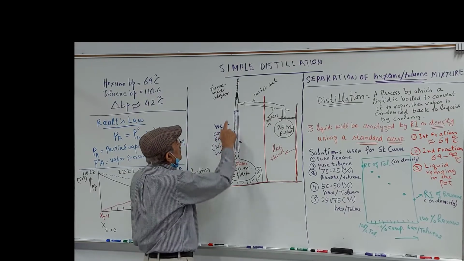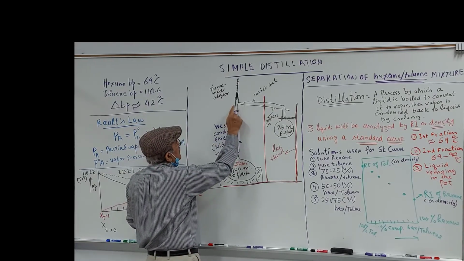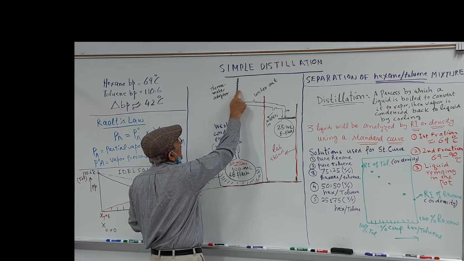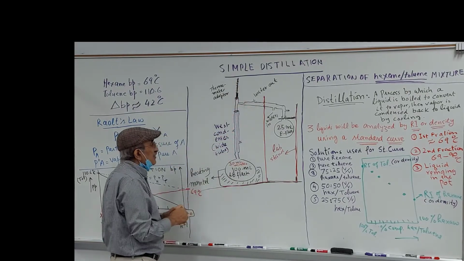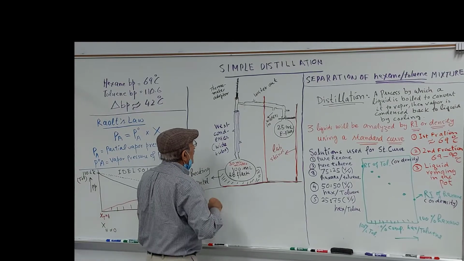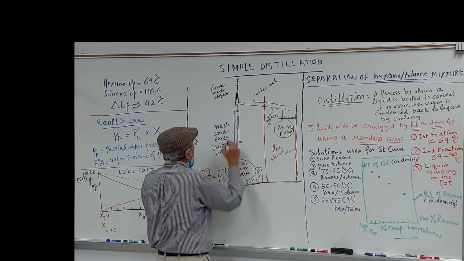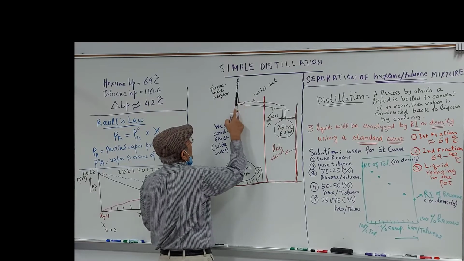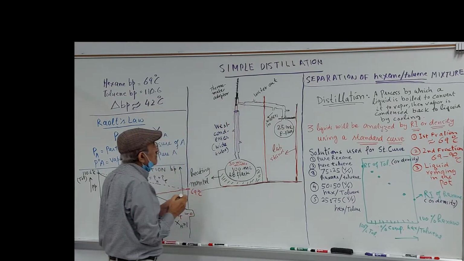Okay. So you have this distillation head, a 3-way connector. You connect it with a thermometer adapter and you insert a thermometer. Now the thermometer should be inserted in such a way that the bulb of the thermometer is a little bit below this level. Okay.